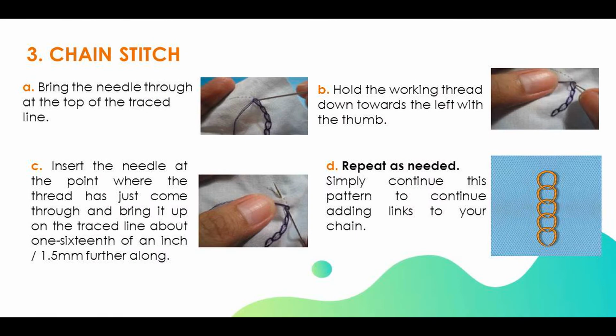3. Chain stitch. A. Bring the needle through at the top of the traced line. B. Hold the working thread down towards the left with the thumb. C. Insert the needle at the point where the thread has just come through and bring it up on the traced line about 1/16 of an inch (1.5 millimeters) further along. D. Repeat as needed. Simply continue this pattern to continue adding links to your chain.